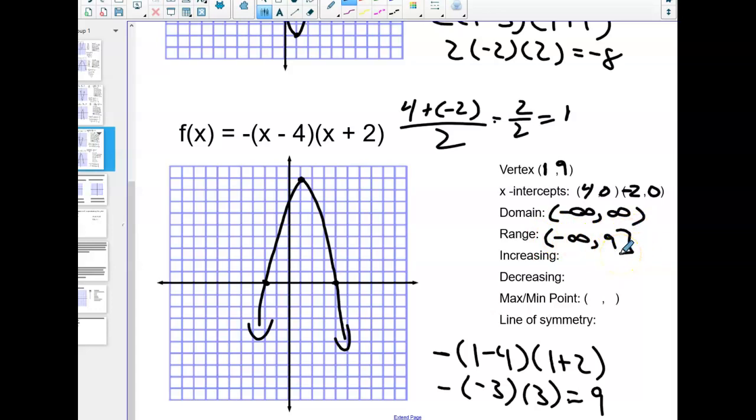We are increasing from the left to the right. Negative infinity to 1. And we're decreasing from 1 to infinity. Once again, it is a maximum point because I'm opening down. And the maximum point is your vertex. And the line of symmetry is x equals 1.